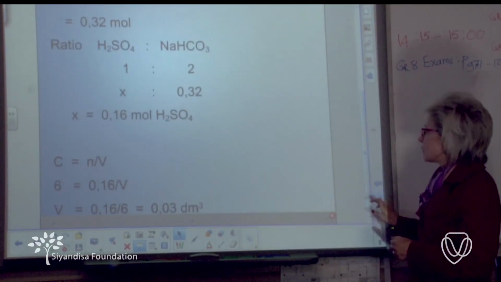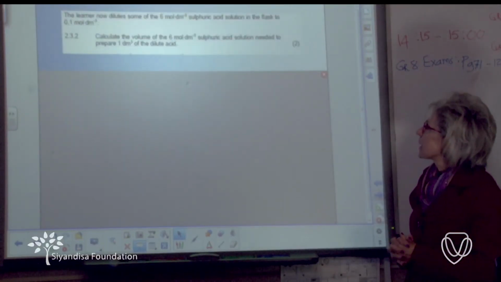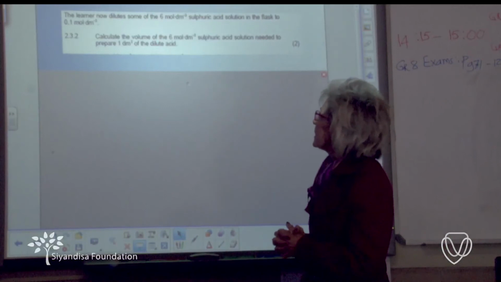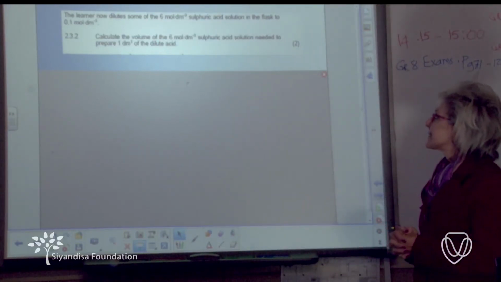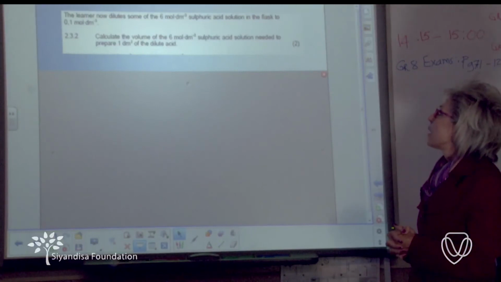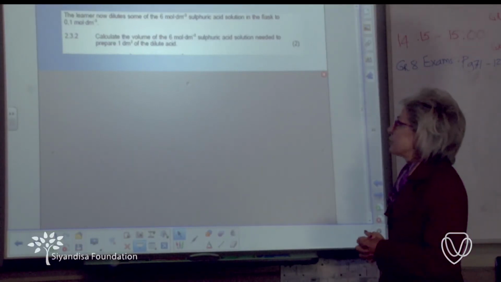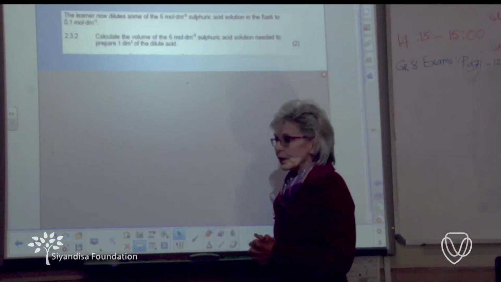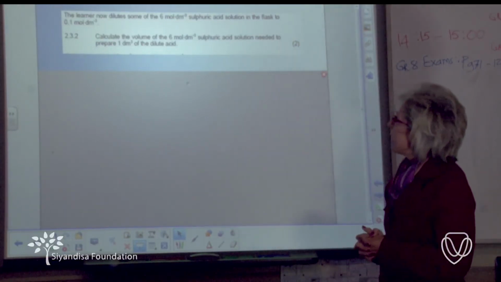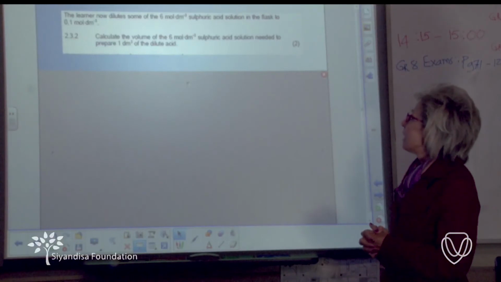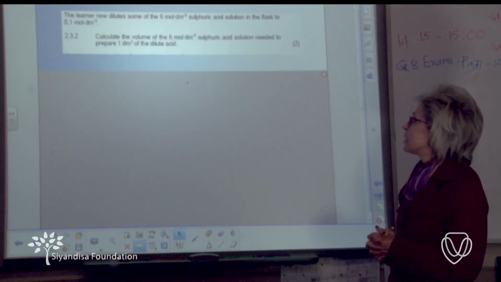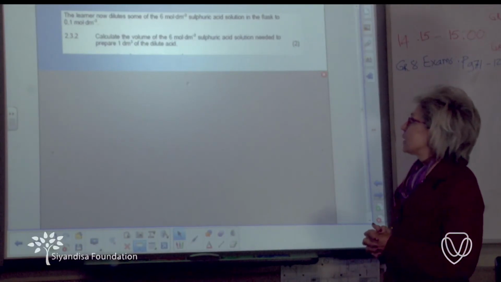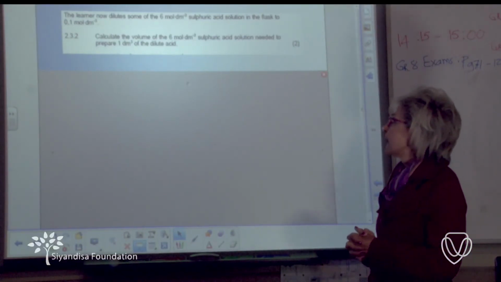Now let's look at another one. This is now this question continuing. The learner now dilutes some of this 6 mole per cubic decimeter sulfuric acid in the flask to 0.1 mole per cubic decimeter. Calculate the volume of the 6 mole per cubic decimeter sulfuric acid solution needed to prepare 1 cubic decimeter of the dilute acid.